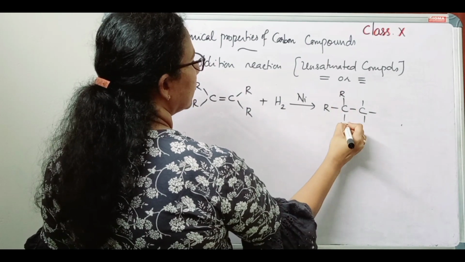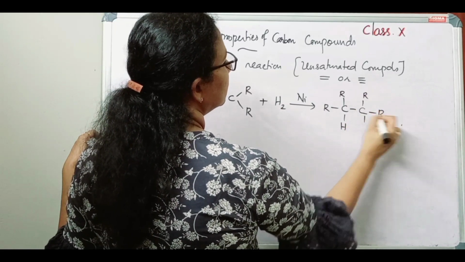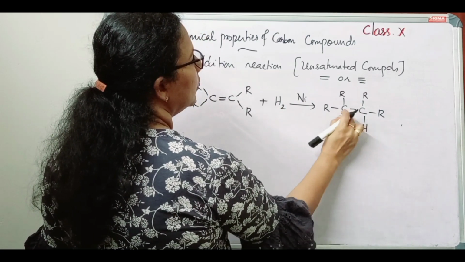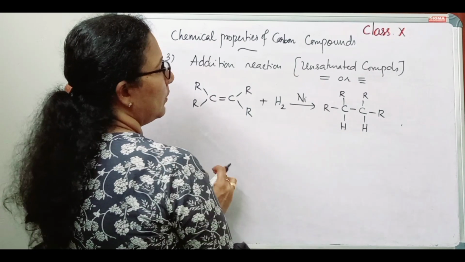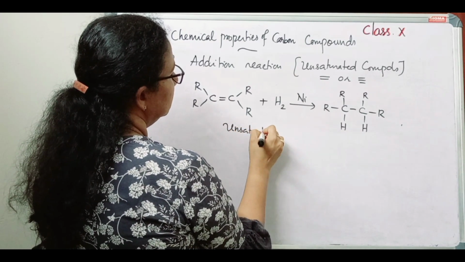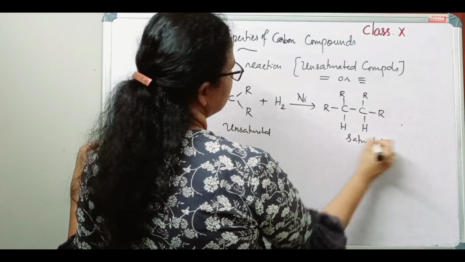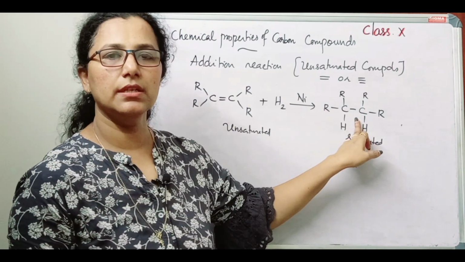Here hydrogen will be added to both carbon atoms. So these two hydrogen atoms are added to these two carbon atoms, and this will be the product. So this is an unsaturated compound and this is a saturated compound. That is, the double bond changes to a single bond.